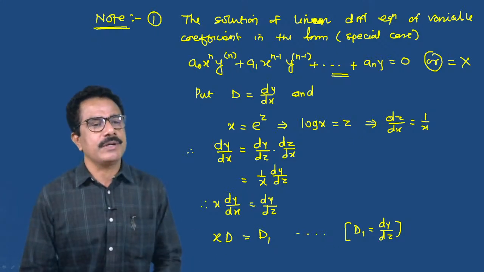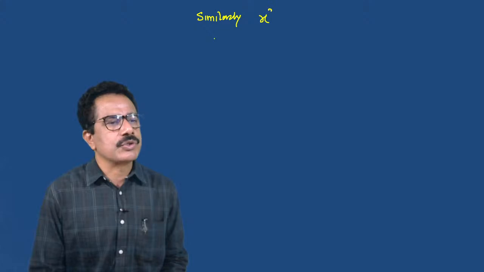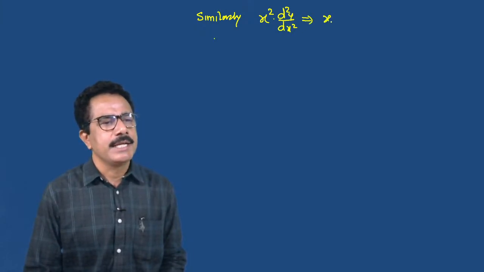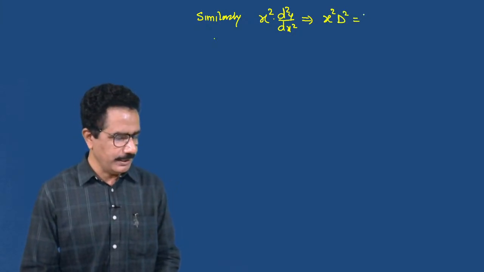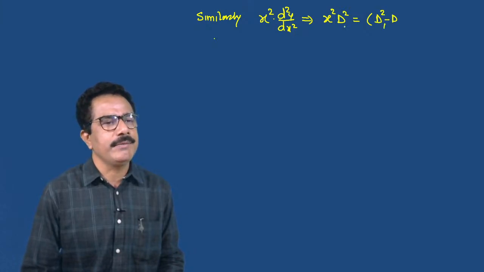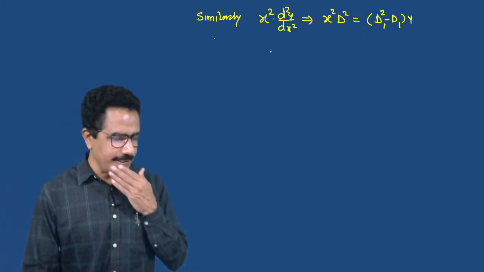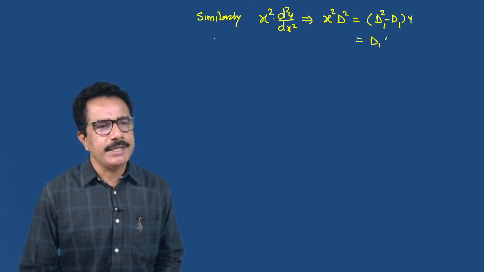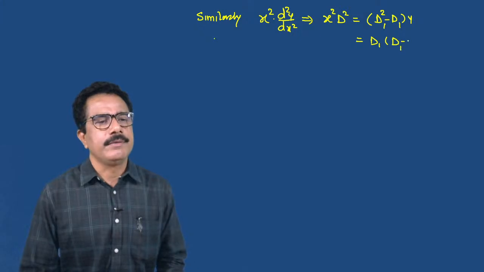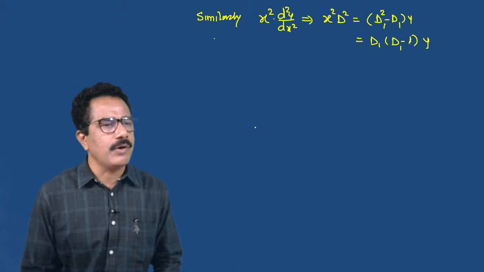सिमिलरली x स्क्वेअर ही सेकंड ऑर्डर टर्म झाली. आता इथं जर x स्क्वेअर इंटू d2y बाय dx स्क्वेअर असेल, that can be replaced by, this implies that x square into d square, which is equal to, आता x square into d square आला तर त्यालाच आपण असं लिहू शकतो d1 square minus d1 of y. या पद्धतीनं लिहिता येतं. सिमिलरली वी कॅन राईट x क्यूब, x raised to 3 अशा पद्धतीनं. That can be written as d1 in bracket d1 minus 1, d1 minus 2 of y, अशा पद्धतीनं सोल्युशन काढून.